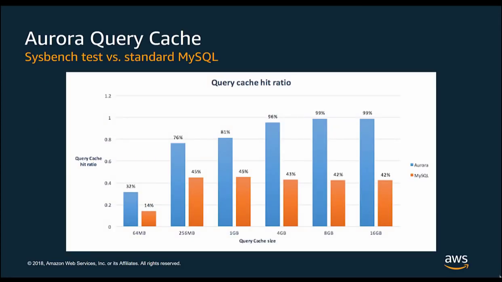Again, with Aurora, we took what was already available in MySQL and then made a step forward with that. And so, running a Sysbench test versus standard MySQL based on the query cache size across the bottom, you can see that the Aurora Query Cache in most cases makes a substantial improvement over the standard MySQL query cache. So leveraging Aurora could give you some additional advantages as far as query caching.